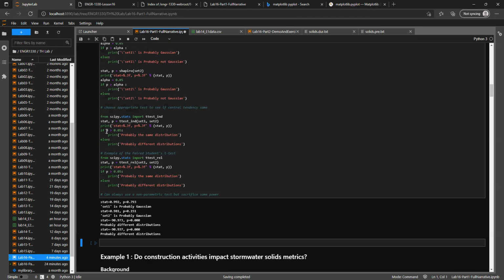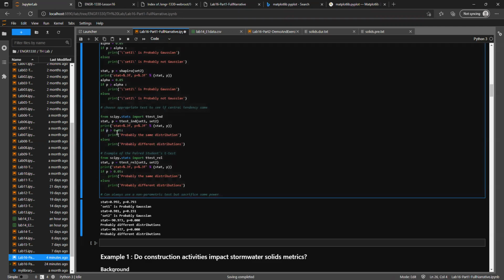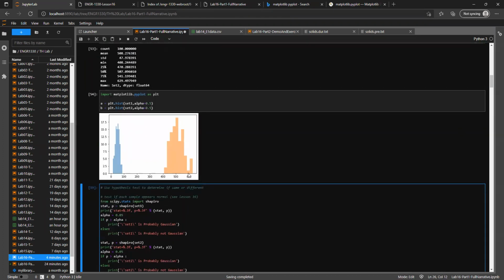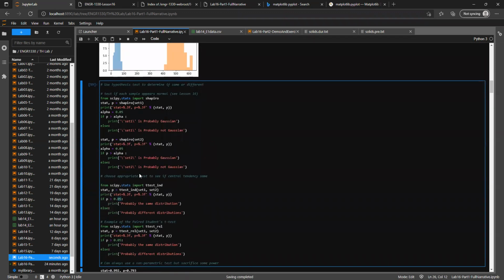We're setting our p-value to, we want 95%, meaning that if we get something less than 0.05, then we're going to reject the null. And what was the null? The null was to see if the central tendency is the same. And this kind of lines up with what you would visually a little bit expect. The mean doesn't seem to line up.